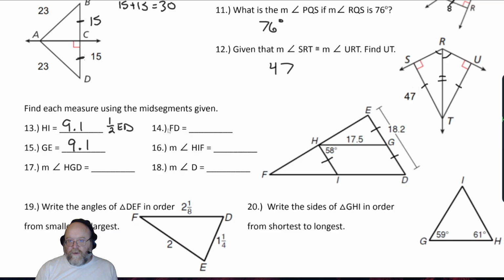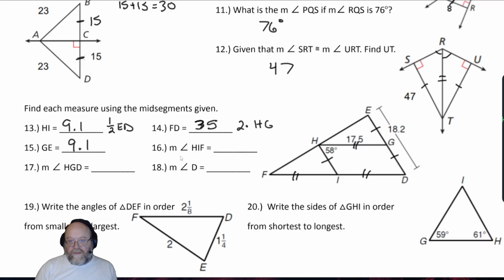Oh, I skipped one. Let's go to 14. FD. This is congruent to these. So if this one's 17.5, it's going to be 2 times HG. 17.5 times 2 is 35. Just the bigger side is times 2 the smaller side. That's it. Remember, it has to do with the parallels.